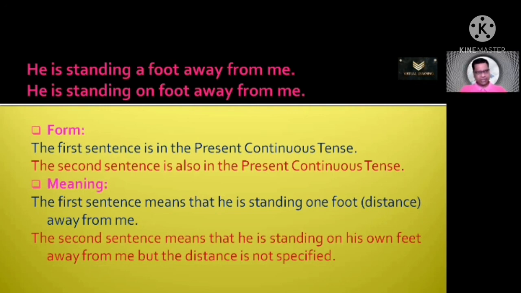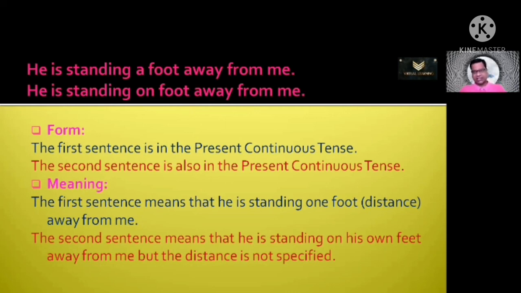So there is a person called he. He is the third person singular number. We don't know who is that person, but there is a person. Whom do you call according to the sentence? He. He is standing a foot away. A foot means 1 foot away. In the distance point of view, how much is the distance? 1 foot distance between he and me. That is the meaning. Whereas you have another sentence, he is standing on foot away from me.